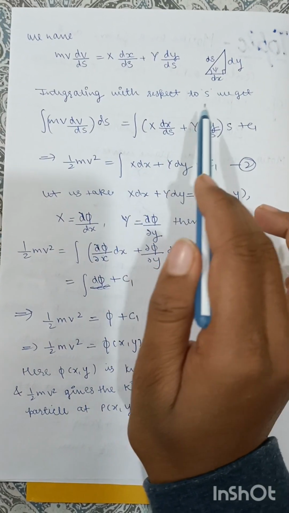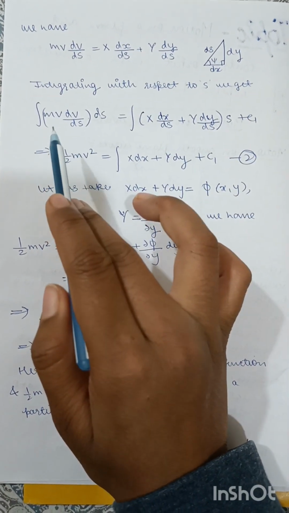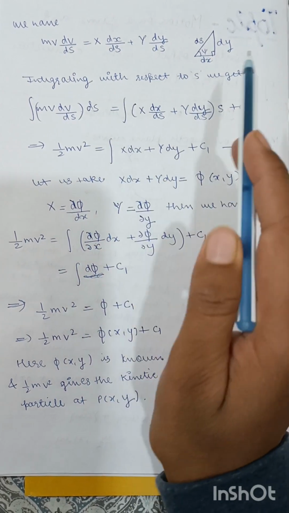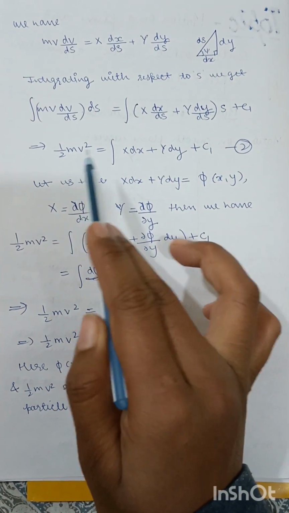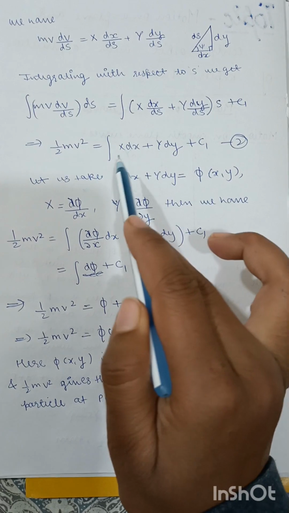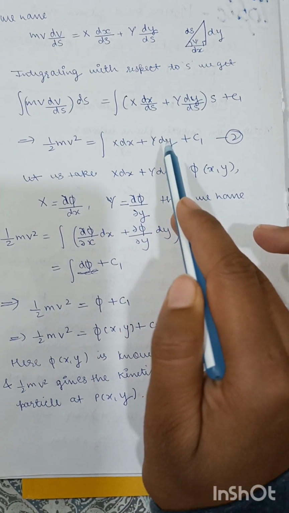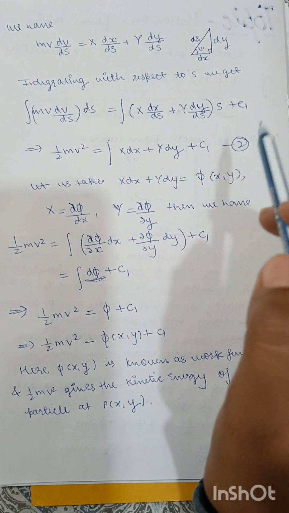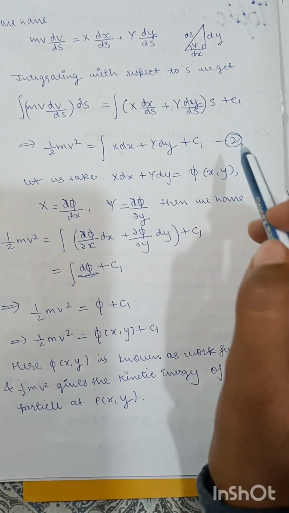Now integrating with respect to s, the ds terms cancel out. So we get half mv square on the left by integration, and on the right the integral of X dx plus Y dy, plus c1. Here c1 is the integration constant. We call this equation 2.